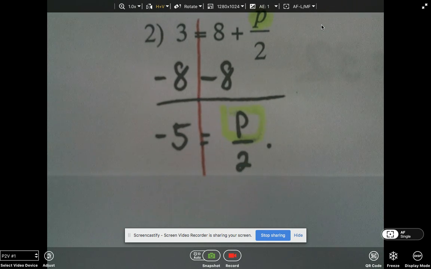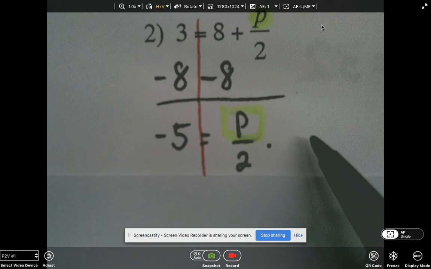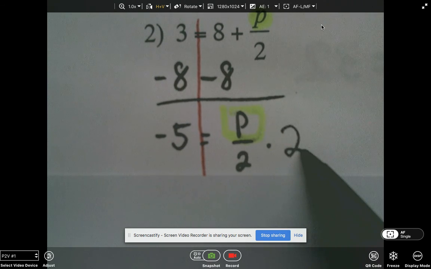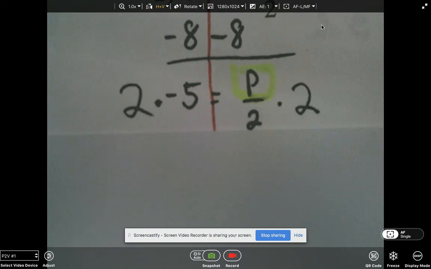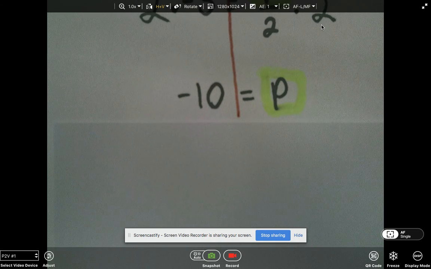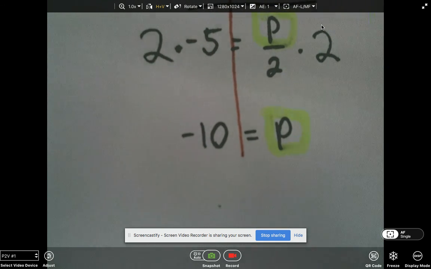What's the next step? I kind of gave it away with that little dot. Yeah, the opposite, remember this means division, is divide by 2. So what are you going to do to both sides again? Multiply by 2. And what are you left with for an answer? P equals negative 10.